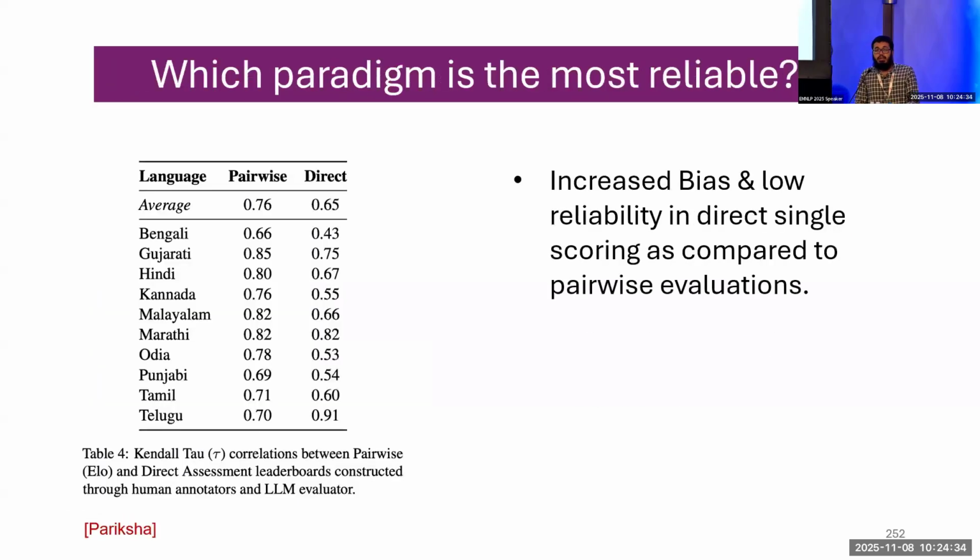Third question, which paradigm is more reliable? We had seen 3 paradigms there. I'm just showing results for 2 of them here. We see that pairwise comparison is much better than direct comparison, and that's kind of obvious because it's easier to compare 2 responses and choose which one is better rather than scoring one of them from scratch. That was for zero-shot models.